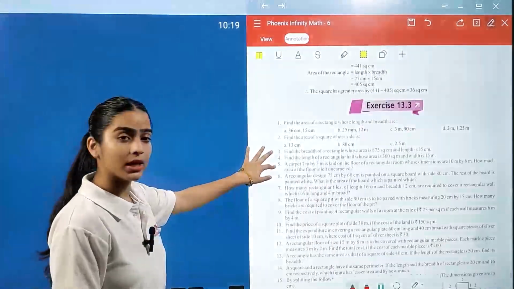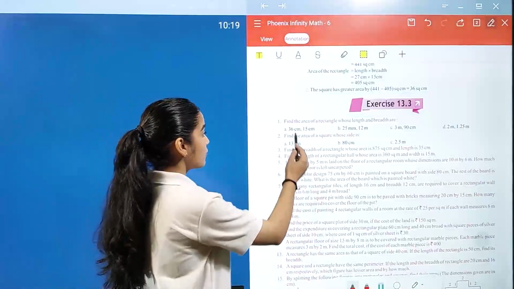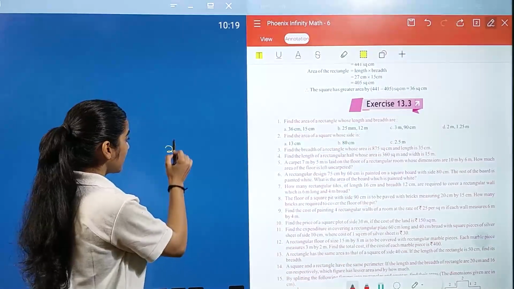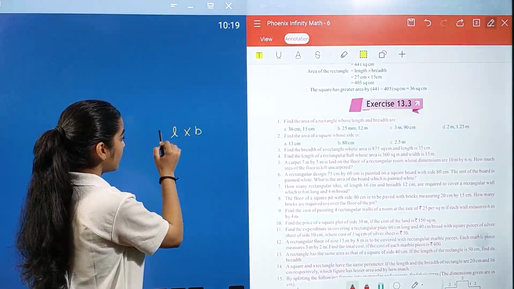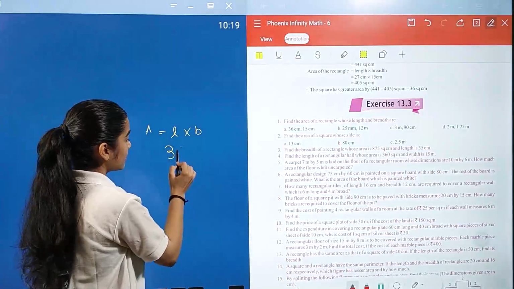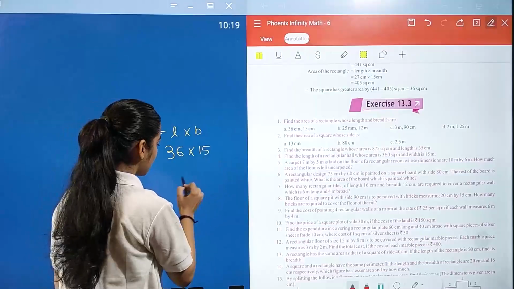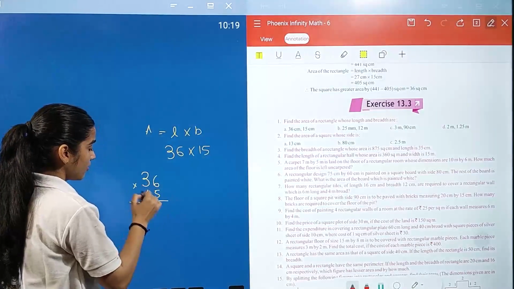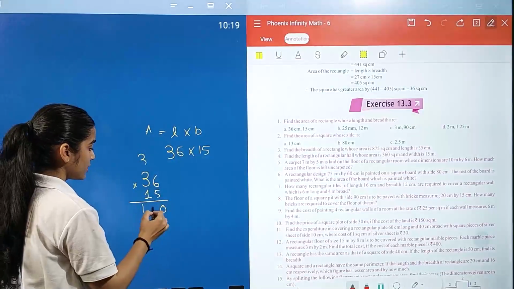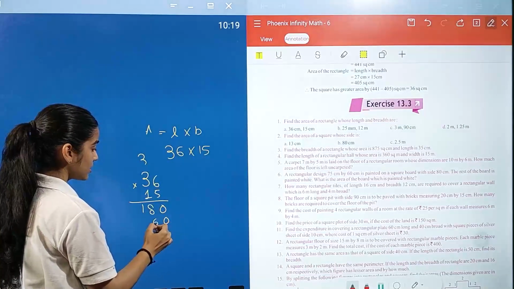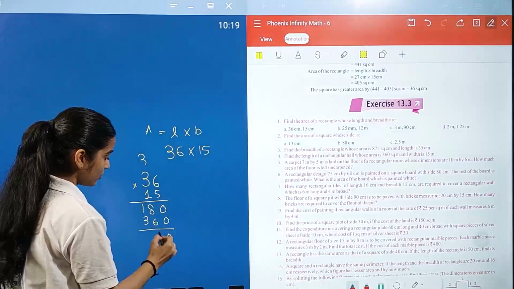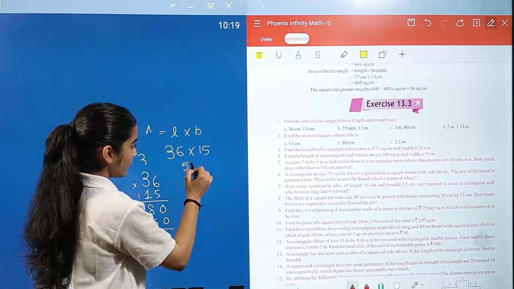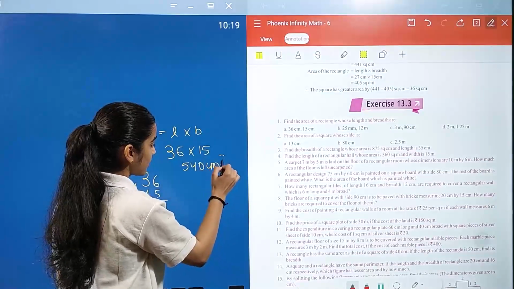Let's move forward to our exercise 13.3, where we have to find the area of a rectangle whose length and breadth are given. L into B is your area formula, and we have 36 multiplied by 15. So multiply it. You get 540 centimeter square as your answer.